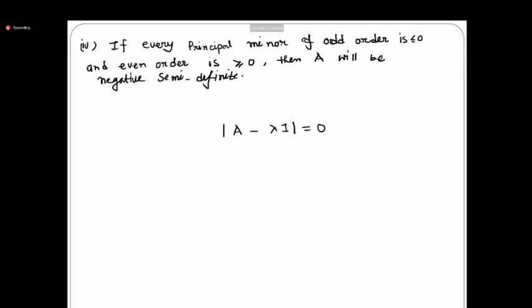So for the eigenvalues, if all the eigenvalues are positive, then it will be positive definite. If the eigenvalues are all negative, then it will be negative definite. And if some of the eigenvalues are positive and some are negative, then it will be called indefinite.